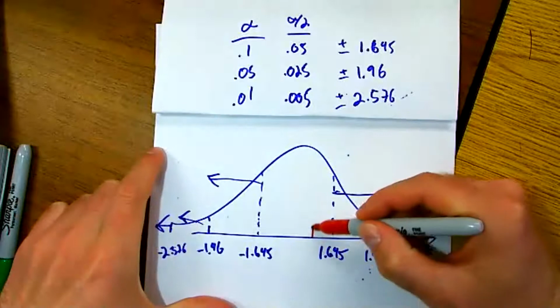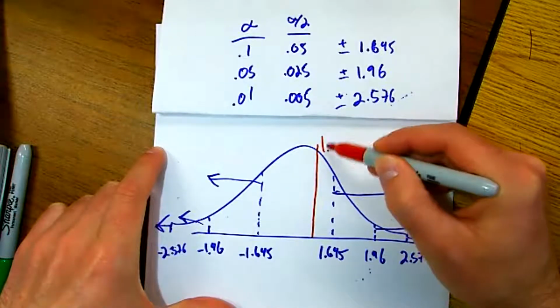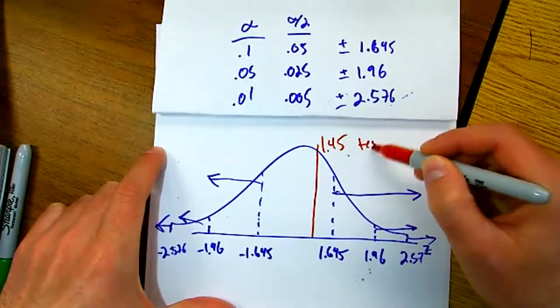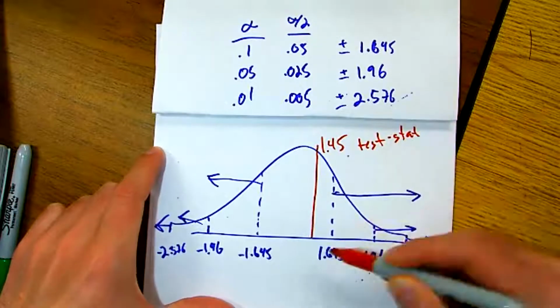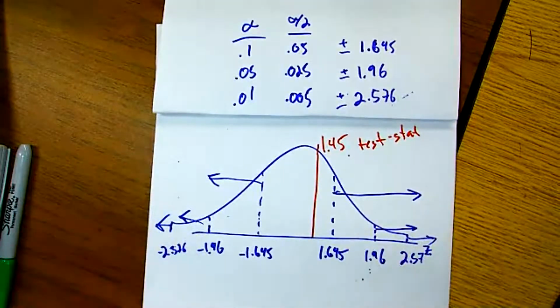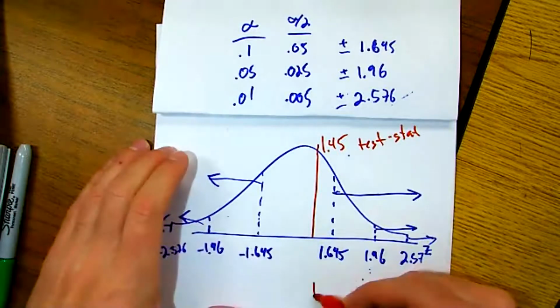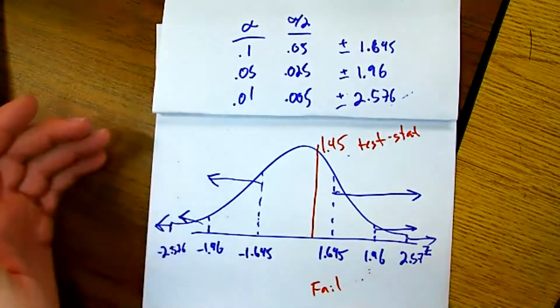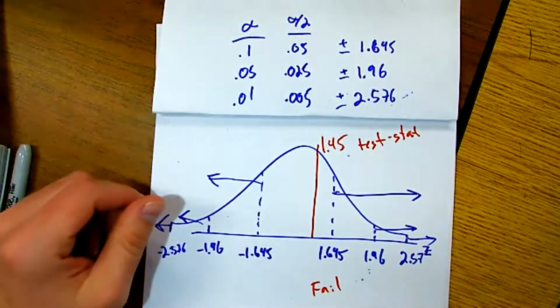Well, that 1.45 test statistic, if I plot it, would be right here. And it's actually not in any of my rejection regions. Okay? So it's not in any of my rejection regions. If I left it open-ended, you could use the critical value approach and say I fail to reject at all, right? Fail at all these levels.